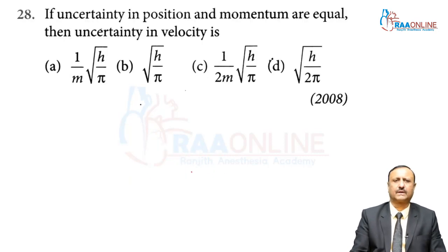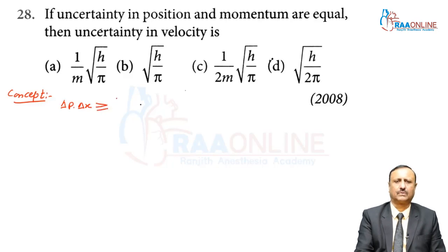Now my dear students, we go to question number 28. If uncertainty in position and momentum are equal, then uncertainty in velocity is? It's the Heisenberg uncertainty principle. The concept is delta P into delta X is equal to or greater than h upon 4 pi, or delta P is m into delta V, equal to or greater than h upon 4 pi, when delta X is equal to delta P.